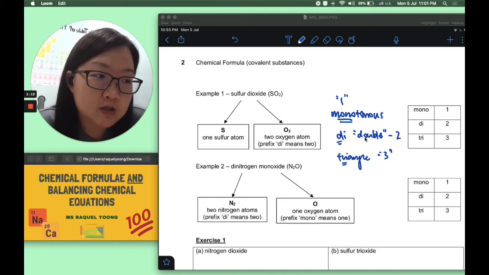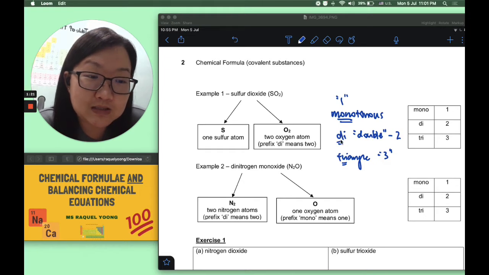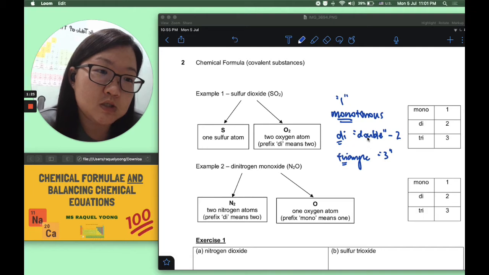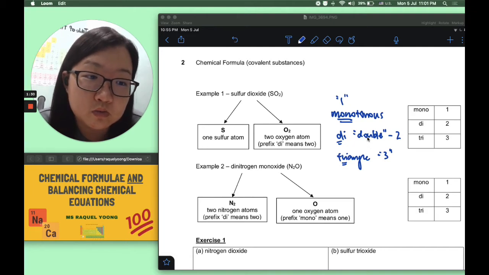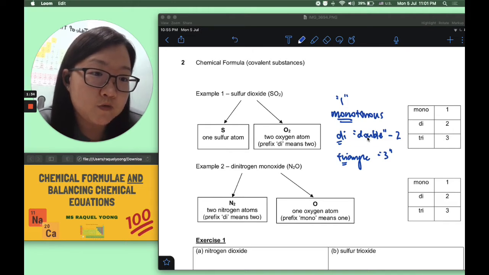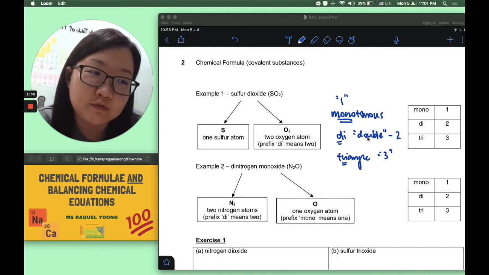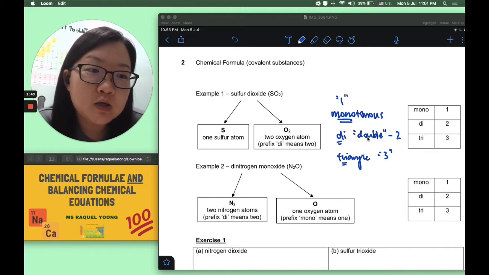Di, on the other hand, you can look at the letter D and think of the word double. Double means 2. So whenever we see dioxide, that will be O2, made out of two oxygens. This is also a prefix that we have seen in the word diatomic, in our chemical bonding. Diatomic means made out of two atoms.